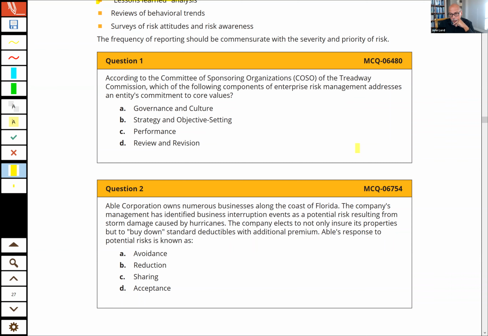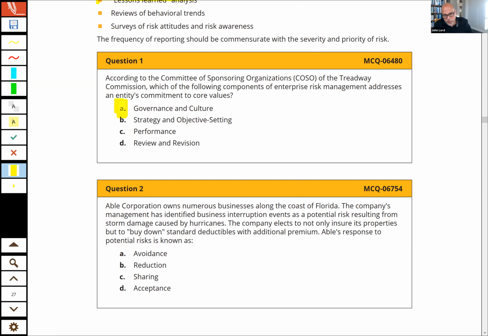And we did very well on this one, right? Now let's look at the question. So I'm going to stop sharing the results so we can see the question. According to the Committee of Sponsoring Organizations of the Treadway Commission, which of the following components of enterprise risk management addresses an entity's commitment to core values? That was really governance and culture.